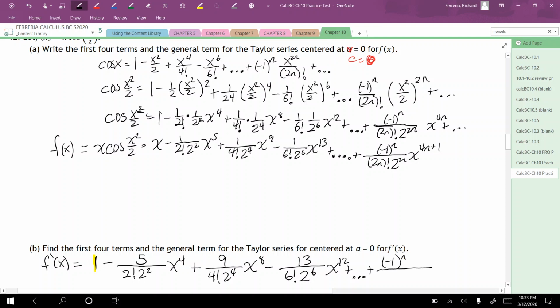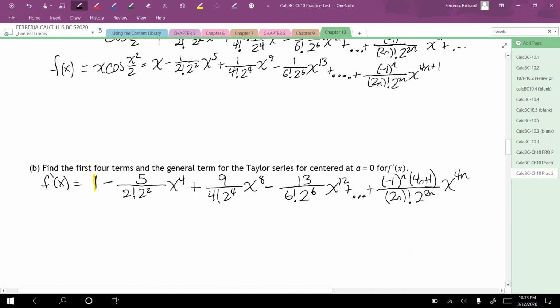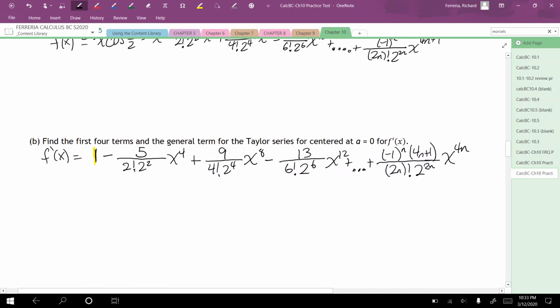Negative 1 to the n power, 4n plus 1 in parentheses, because algebra fail is a thing, 2n factorial, and 2 to the 2n power. And if I lose a power from 4n plus 1, I just get x to the 4n power. Not a whole lot to do. I think that looks better.